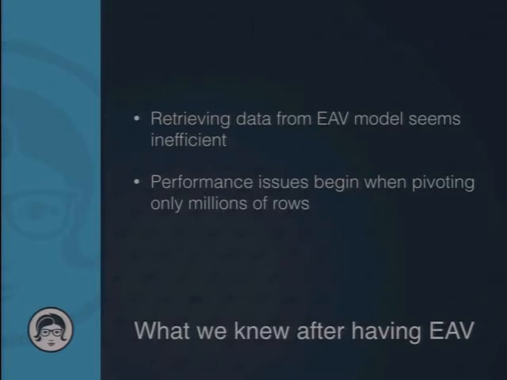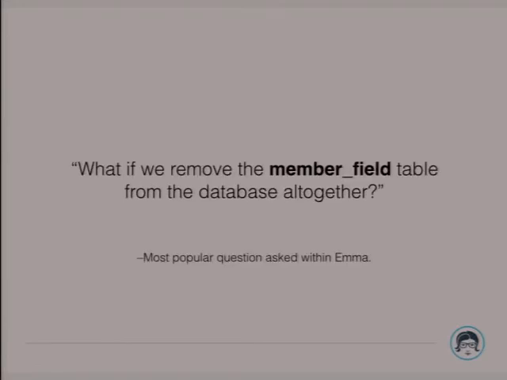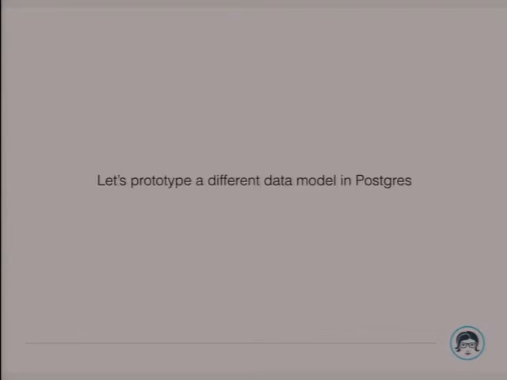It was a little disappointing that the performance of this really started to keel over with only millions of rows of data. So we're striving to do better. We're wondering what to do. We're trying to figure out what all our options are. The most common question that we get asked internally is, well, what if we just pull that data out of Postgres completely and try it somewhere else? I'll entertain that question, but we'll model something a little different in Postgres. We'll worry about taking it out later.